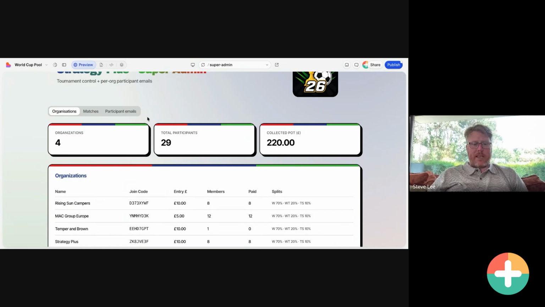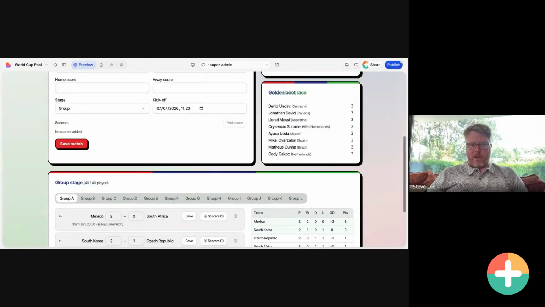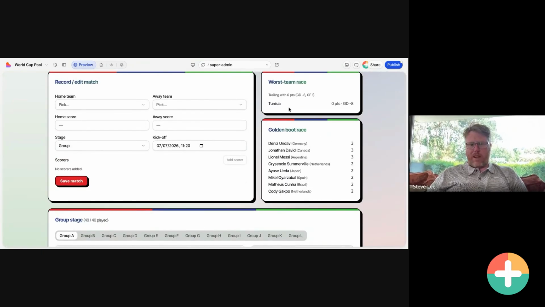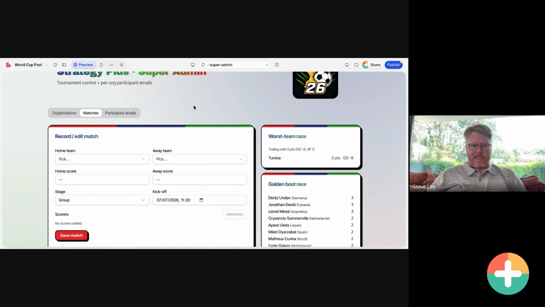So this is the super admin view, which is effectively my view, and here I have to manually input the match results, which is a bit of a pain, to be honest. But it keeps track of the golden boot race. So this is up to towards the end of, I think there was one day left, so one match left prior to the knockout phase. It's going to be updated today, actually, to reflect some of the knockout stage stuff.